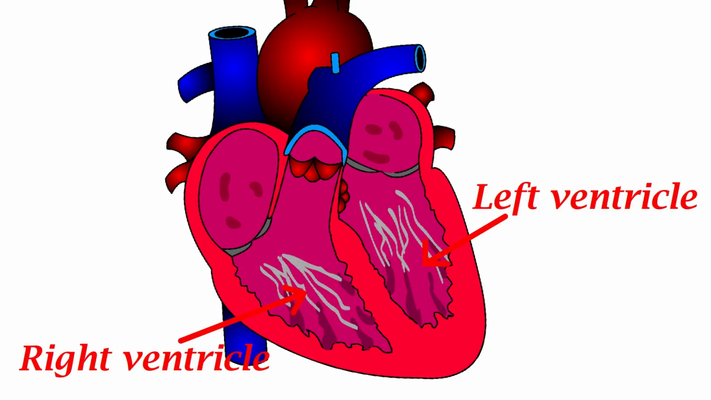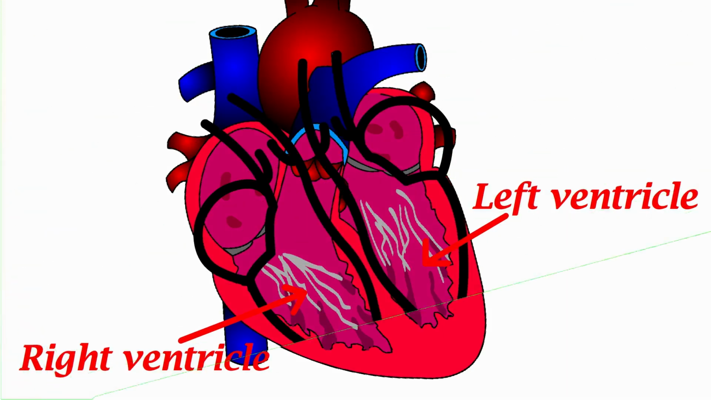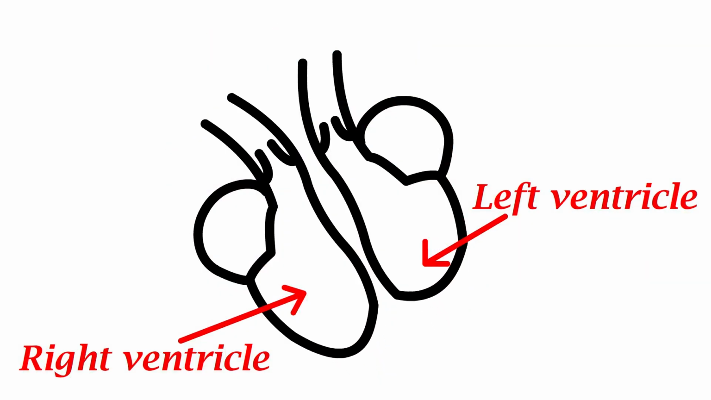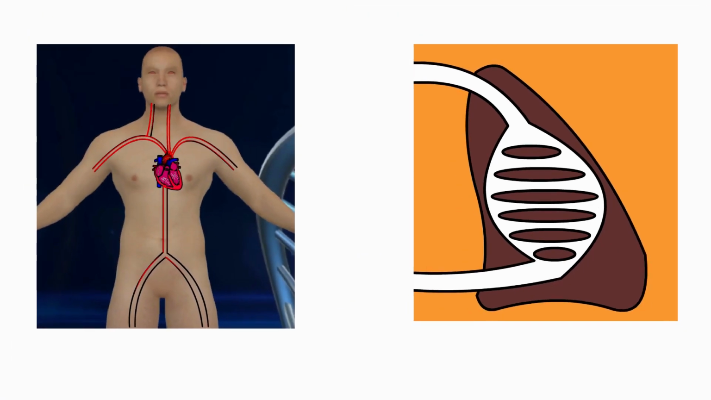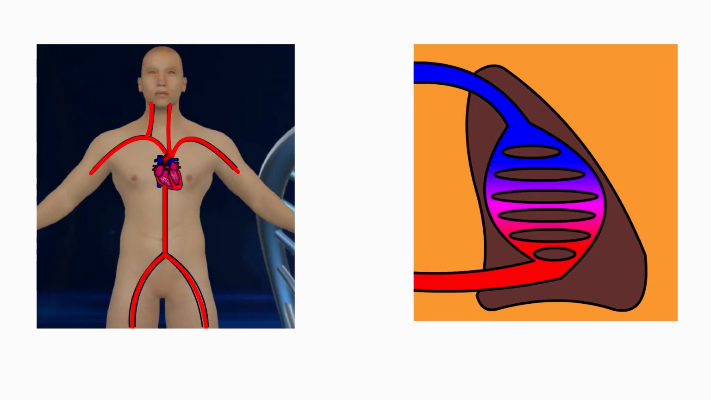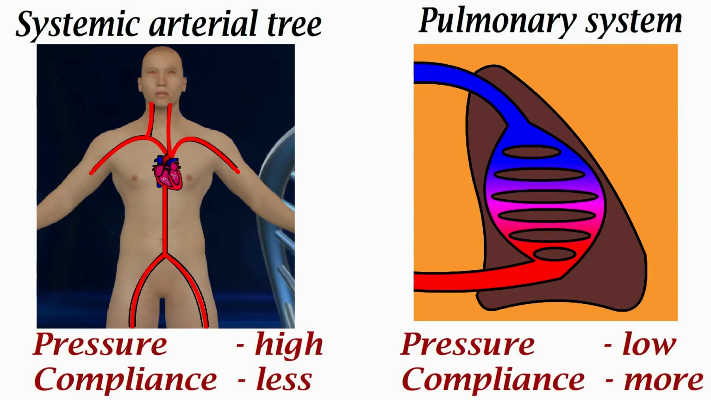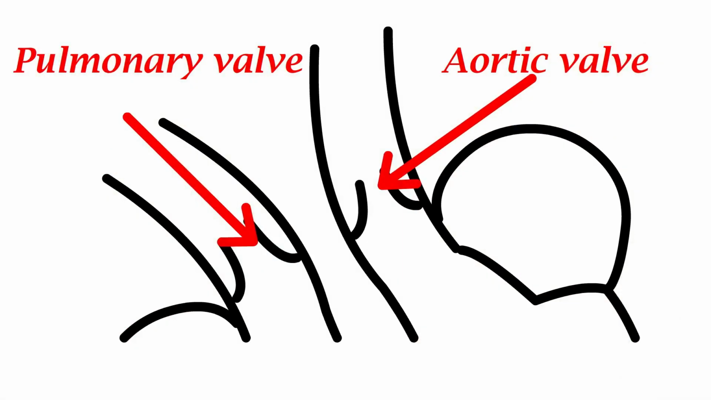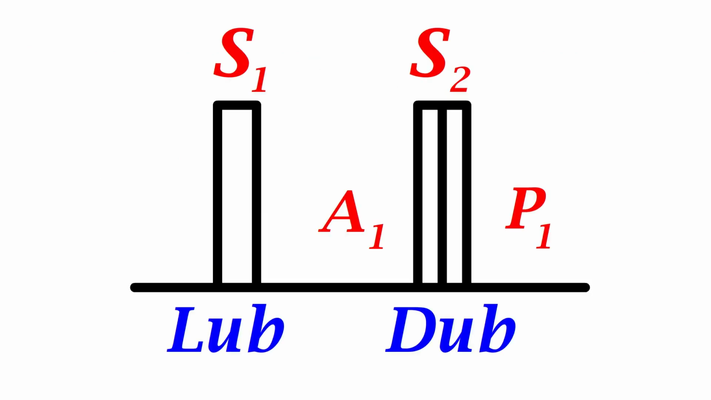The left ventricle is stronger than the right, so the left heart finishes the contraction before the right. And the systemic arterial tree is very stiff and has less compliance. The pulmonary system is a low pressure system and it has more compliance. So it keeps accepting blood for a long time. Due to these two reasons, aortic valves close earlier than the pulmonary valves. The splitting is more pronounced during inspiration.